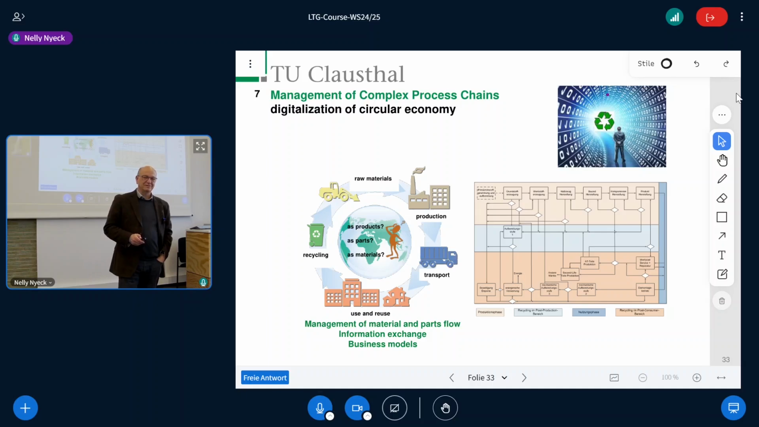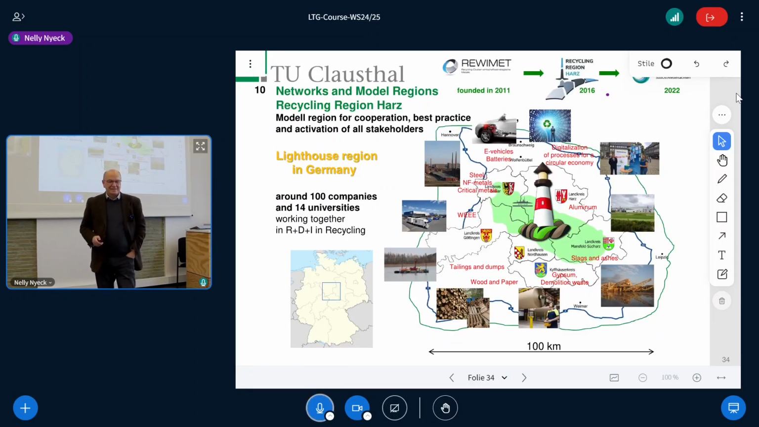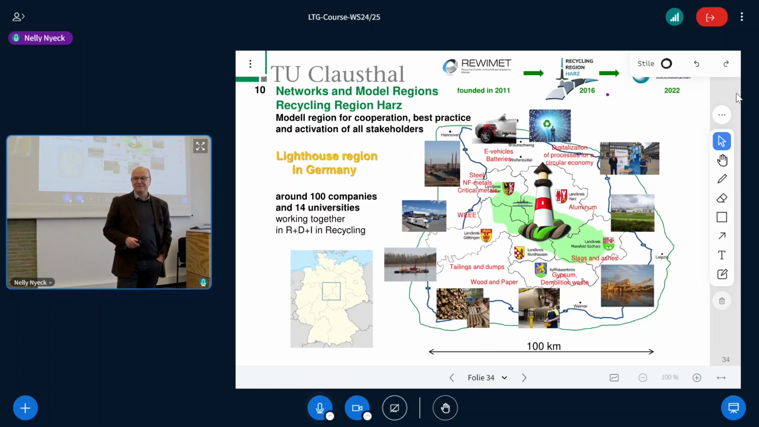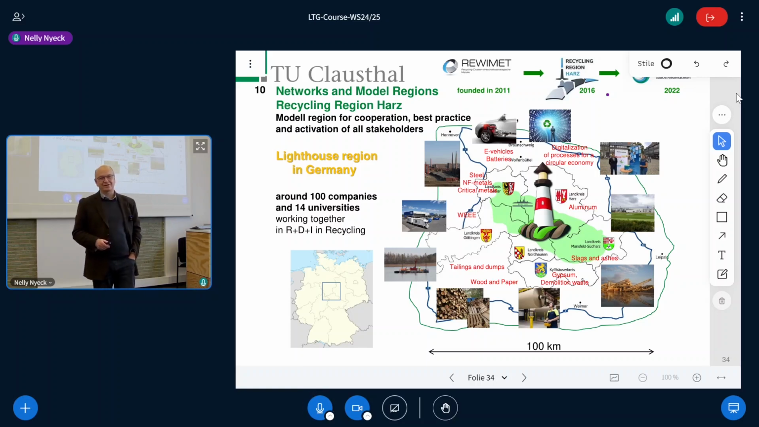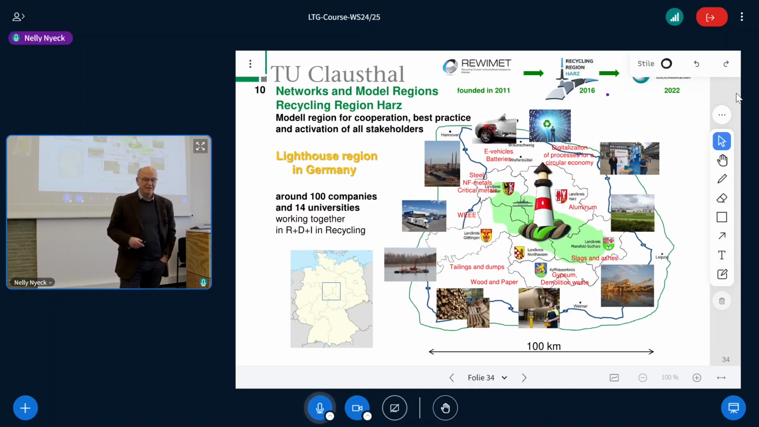It still takes a while to bring this into reality, because it's not only a technical problem, but also a kind of mindset problem to introduce these things. Well, finally, to do this, we talk about networks and model regions, and there we are, here in the recycling region Harz. In fact, this is the central region of recycling in Europe.